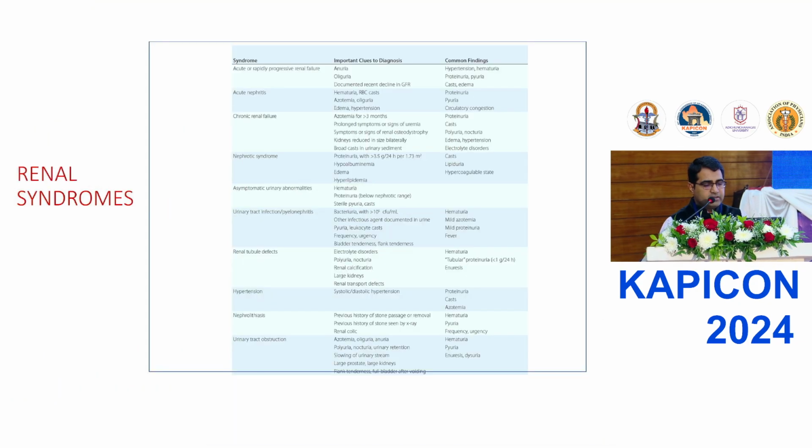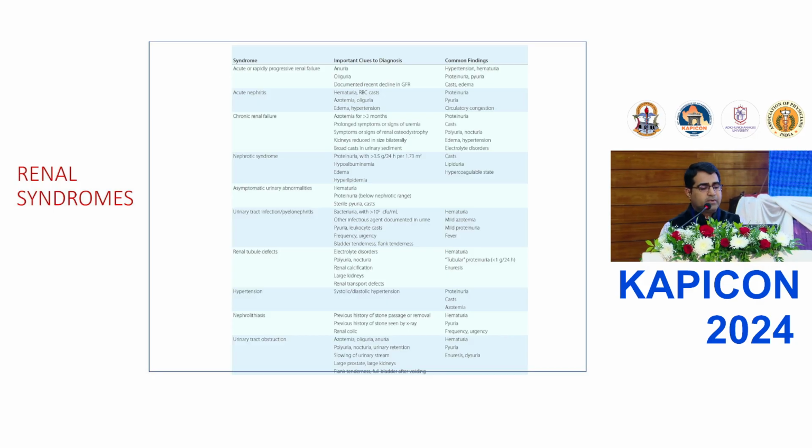Coming to the various renal syndromes, the ones we commonly encounter are acute or rapidly progressive renal failure, acute nephritis, chronic renal failure or chronic kidney disease, nephrotic syndrome, asymptomatic urinary abnormalities, urinary tract infections, renal tubule defects, hypertension, nephrolithiasis, and urinary tract obstruction. Amongst the 9 to 11 syndromes in nephrology, kidney biopsy forms a basis in at least 6 to 8 of the syndromes.